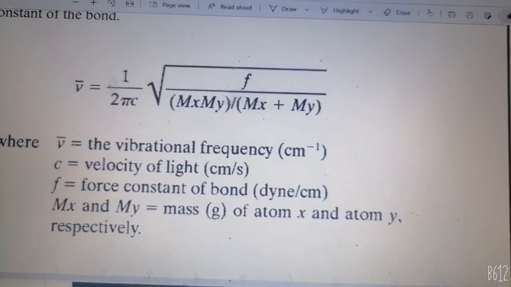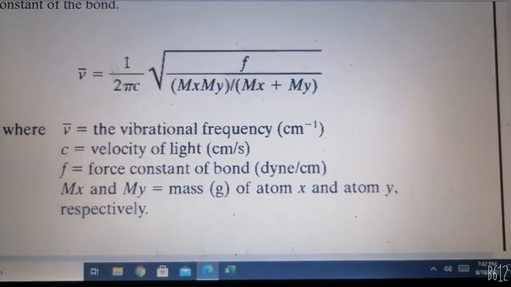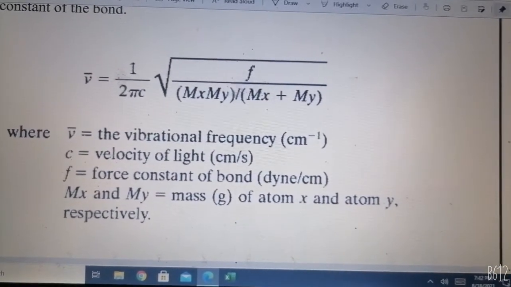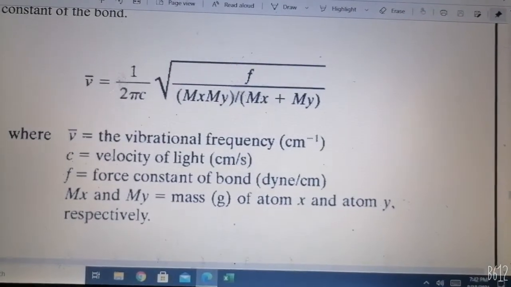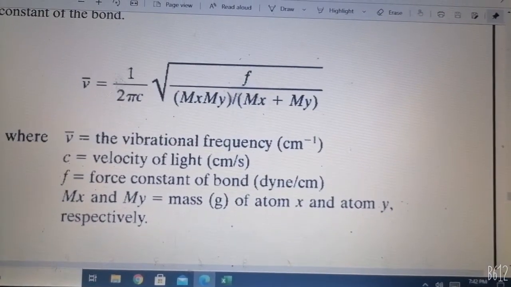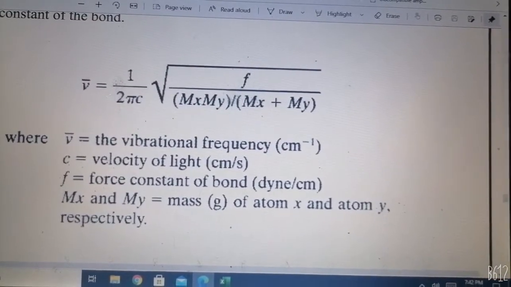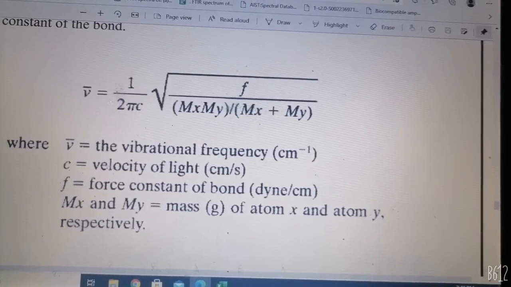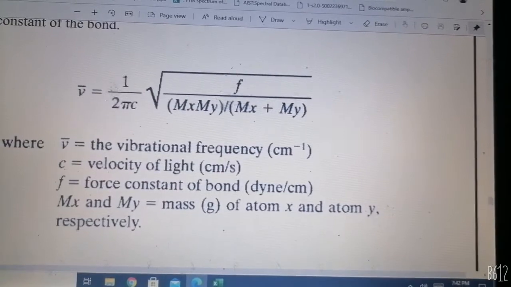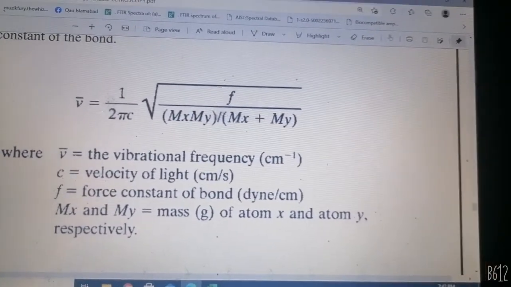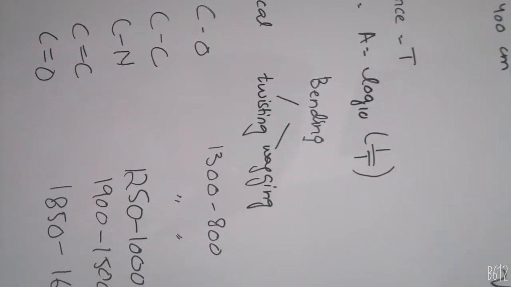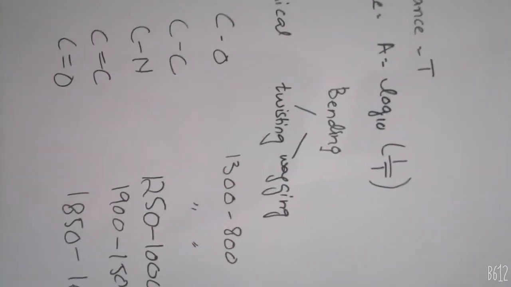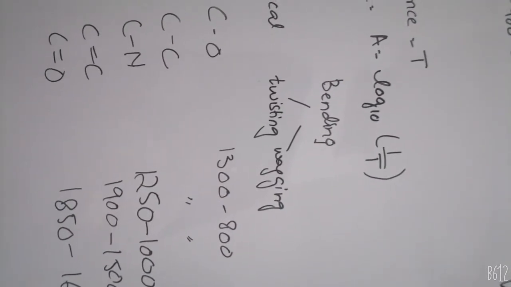We have already discussed Hooke's law in our last video. Here you can see what the equation looks like, where nu-bar is the vibrational frequency in per centimeters, c is the velocity of light in centimeters per second, f is the force constant of the bond in dynes per centimeter, and mx and my represent the masses of the atoms x and y in grams respectively. The value of f is approximately 5 × 10^5 dynes per centimeter for a single bond, and it is approximately doubled and taken as twice for double and tripled for triple bonds.